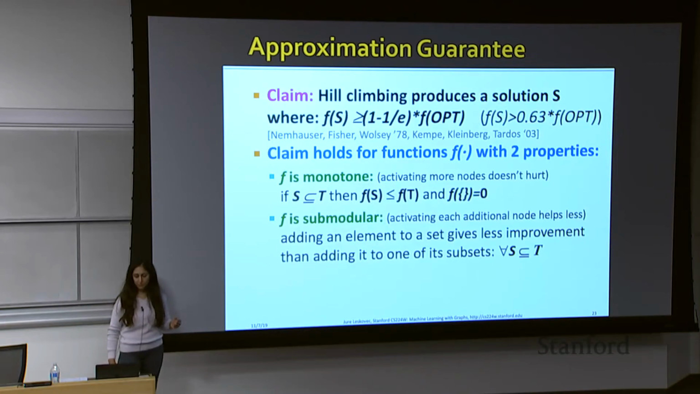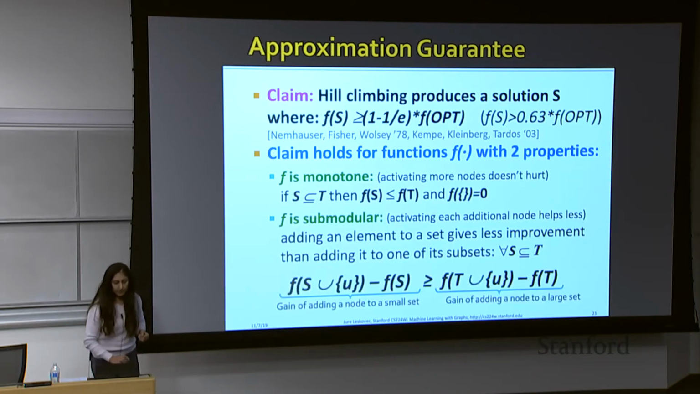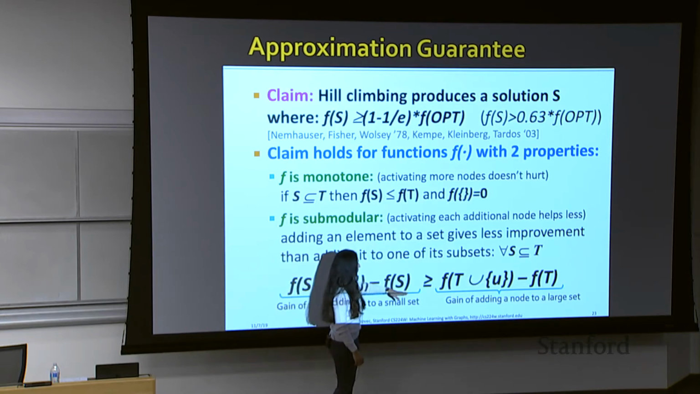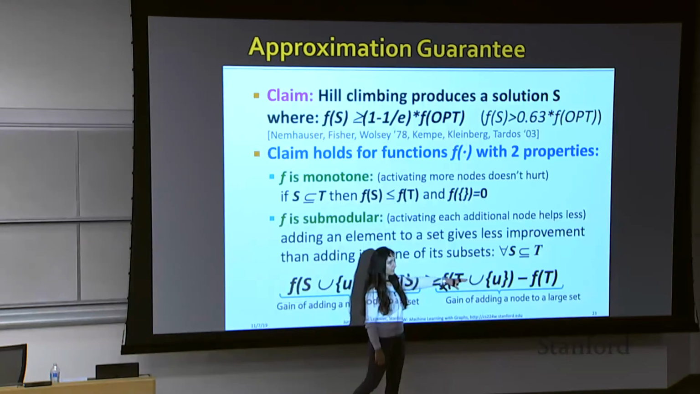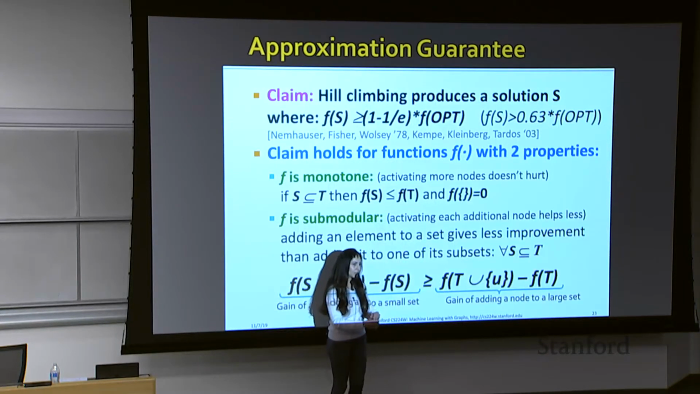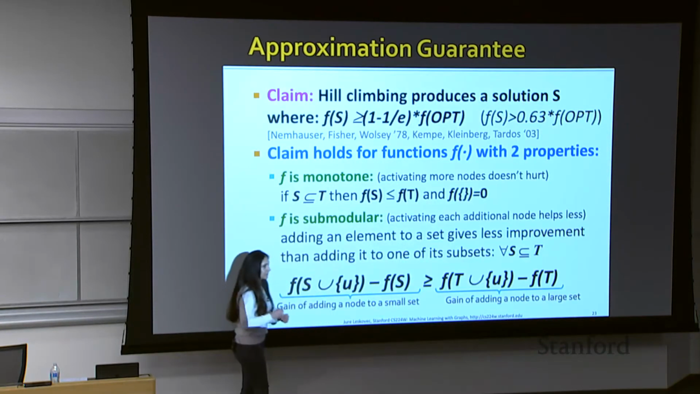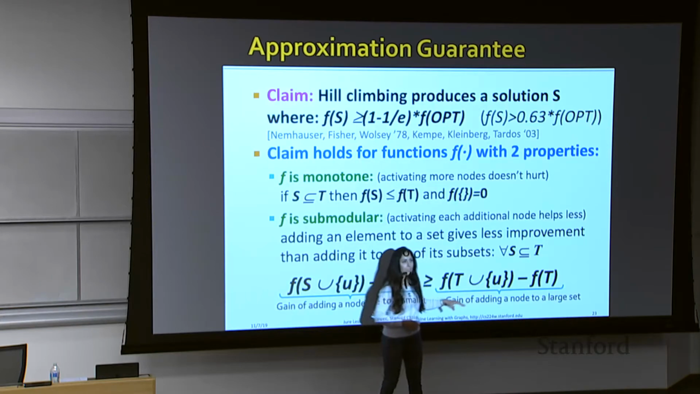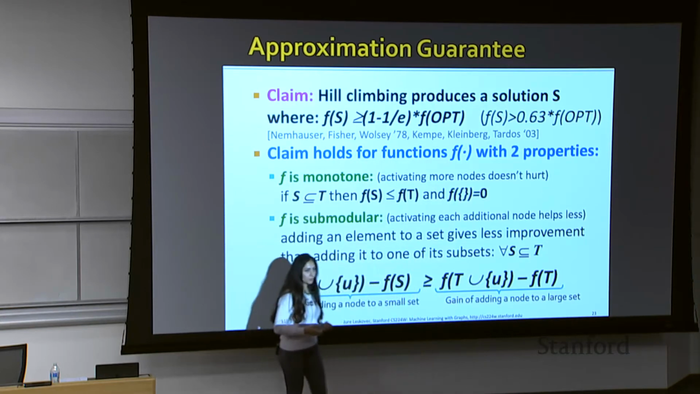So what does submodularity mean? Let's say I have two sets, S and T. And let's say S is a subset of T, like S is smaller. If I take one person, this person U is fixed. If I add U to the smaller subset, he benefits me more than if I add U to the larger subset. So this is the diminishing returns property.